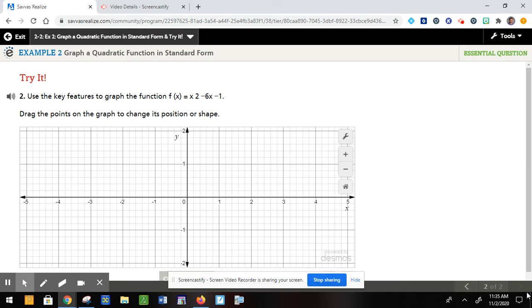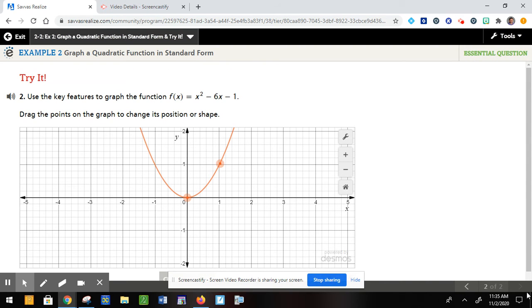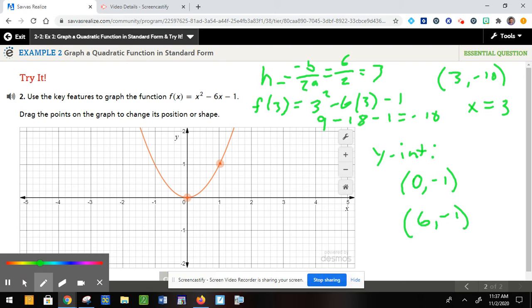So let's take a look at another example. This one I want you to try on your own. So at this point, you can pause and we will go over it together once you try it. I went ahead and worked out the key features, and then I'll demonstrate the graphing live.